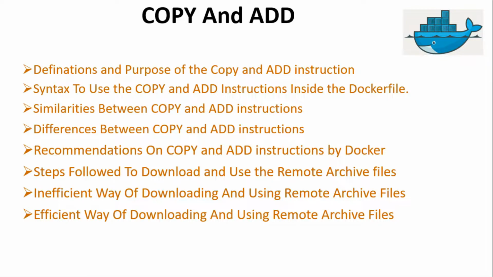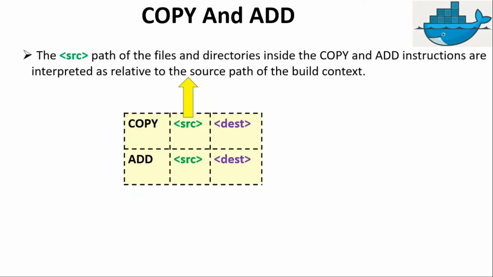Let us begin this session by understanding how the source and destination paths are interpreted inside the Dockerfile COPY and ADD instructions. The source path of the files and directories inside the COPY and ADD instructions is interpreted as relative to the build context, which means that the source path mentioned inside the COPY or ADD instruction is the path relative to the location of the Dockerfile from which the image is built.